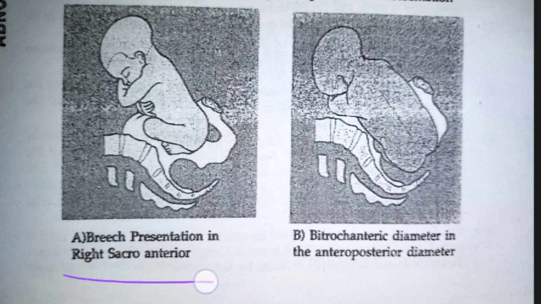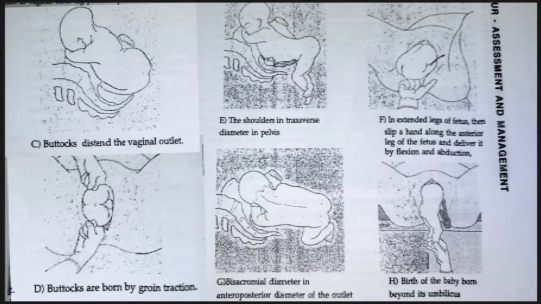So for example, let's take the right sacral anterior position. This is the breech presentation. In this presentation, the baby engages in the right sacrum anterior position. Further, due to the flexion and the movement, the baby turns a bit and comes to the anteroposterior diameter position. And this diameter is also known as bitrochanteric diameter.